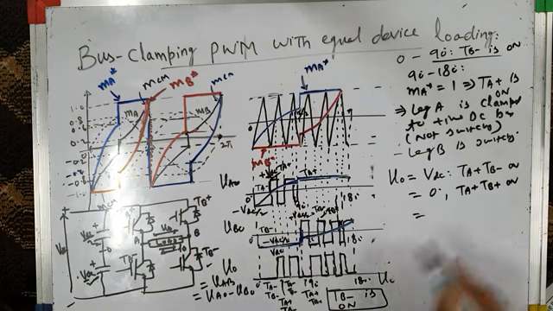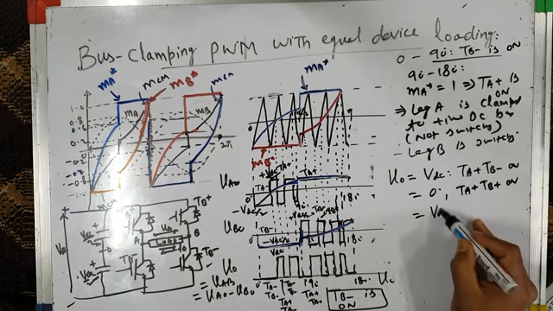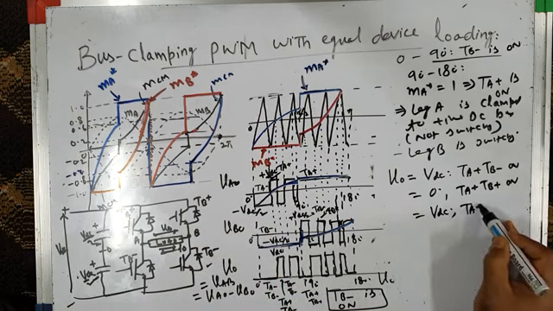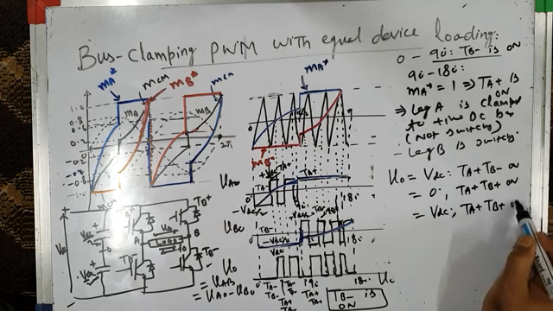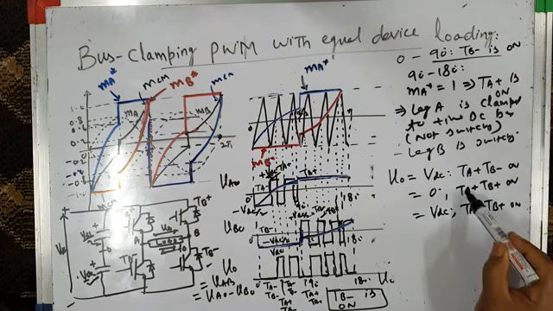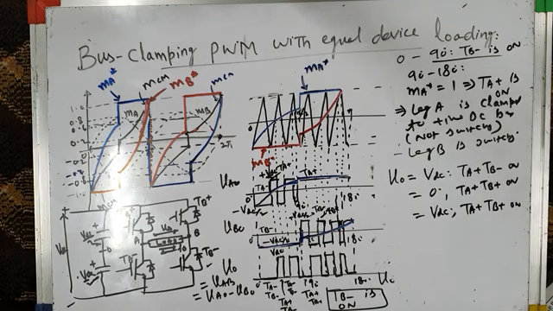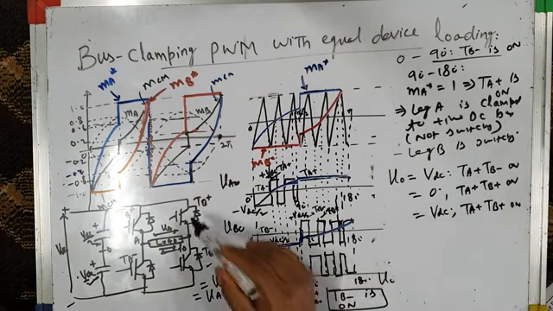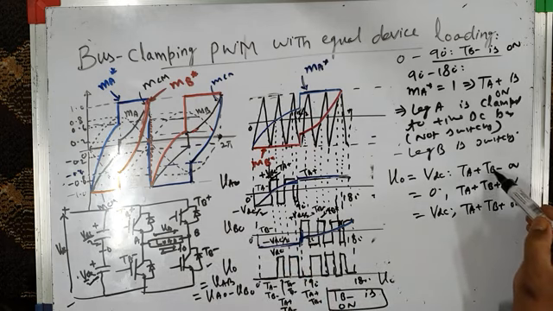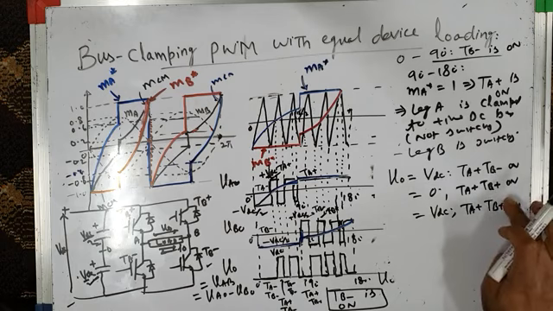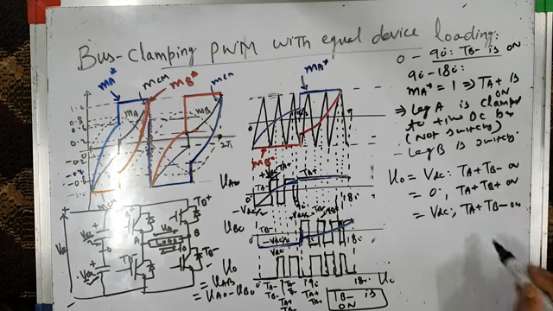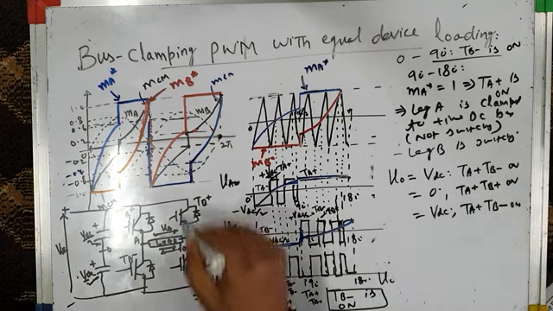Okay, then your load voltage is again VDC. It is again VDC because TA plus and TB minus are again on. You can see TA plus is on all throughout. Its switching is not happening, but TB's switching is happening. I mean leg B's switching is happening. So first TB minus is on, then TB plus. Then again TB minus is on. Then it will be again TB plus. So leg B is switching.